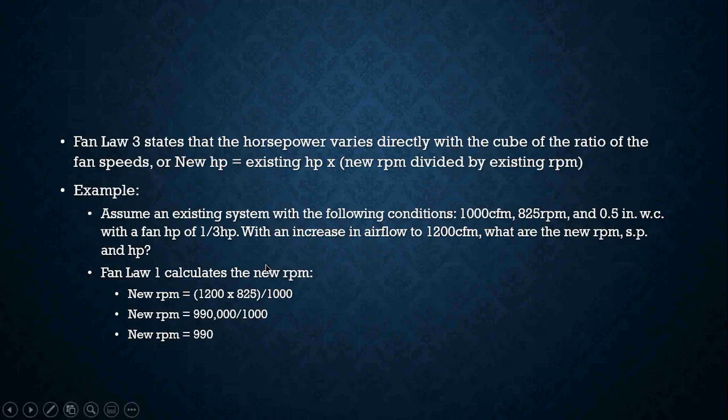We know that we have to have 1,200 CFMs, and we're dealing with 825 RPMs. So 1,200 times 825 gives us 990,000. Okay, we're going to divide that by 1,000 because that is our current CFMs, right? So if I take 990,000 divided by 1,000, my new RPMs needs to be 990 RPMs off of that motor.